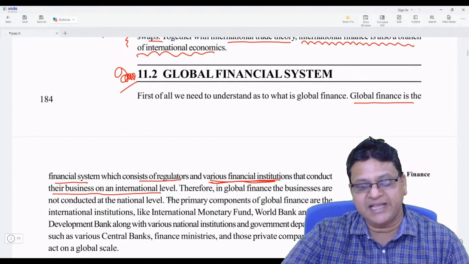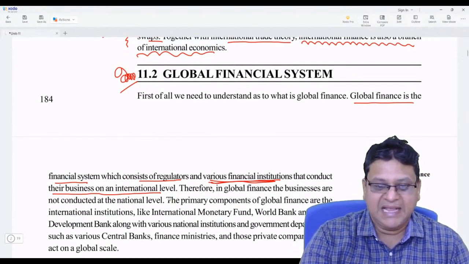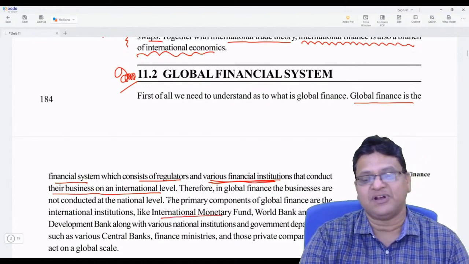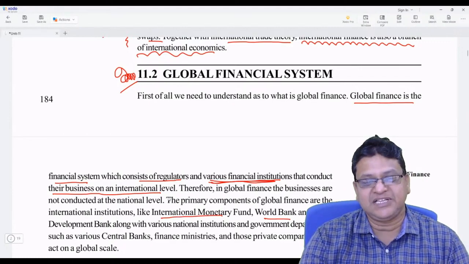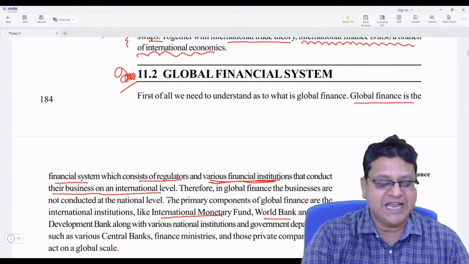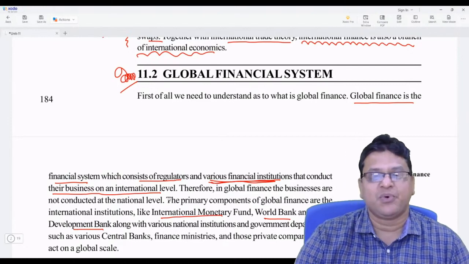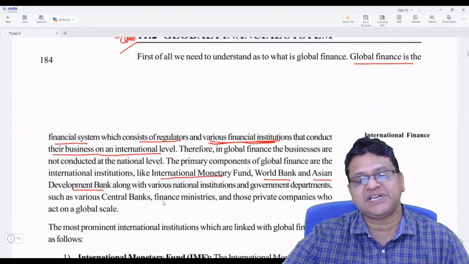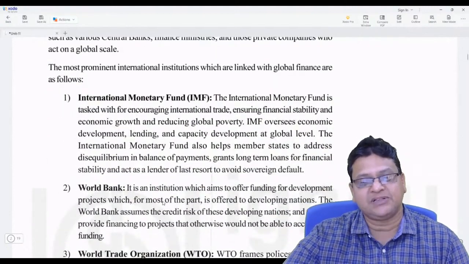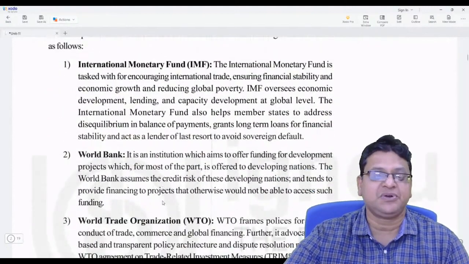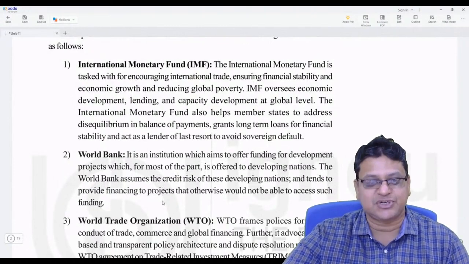We will read about three important institutions. One is the International Monetary Fund, IMF. Another is the World Bank. Another is WTO, Asian Development Bank, etc. So we will focus our discussion on three important international financial institutions. What are the three important financial institutions? One is IMF, another is World Bank, another is WTO.